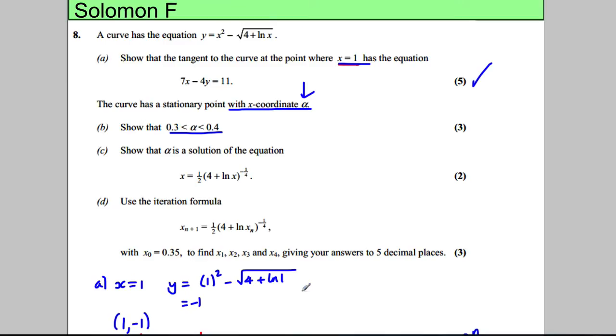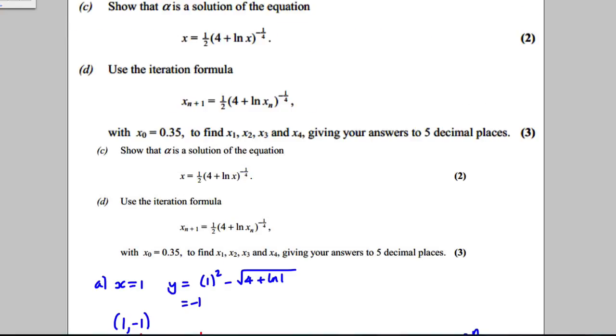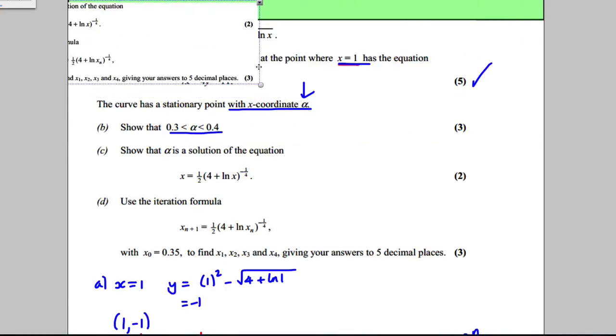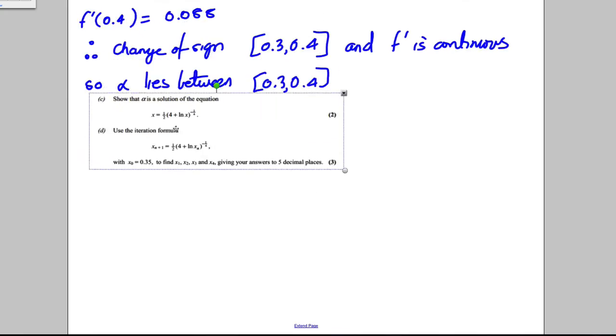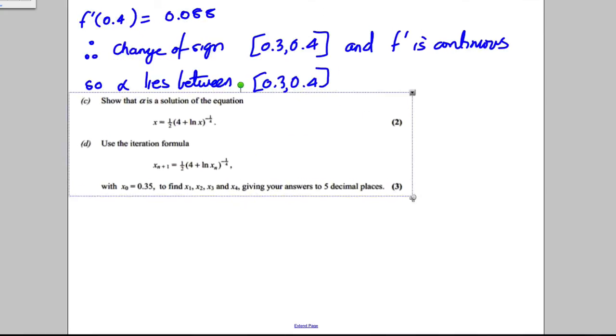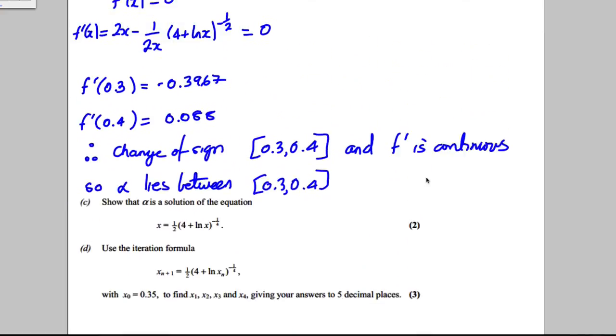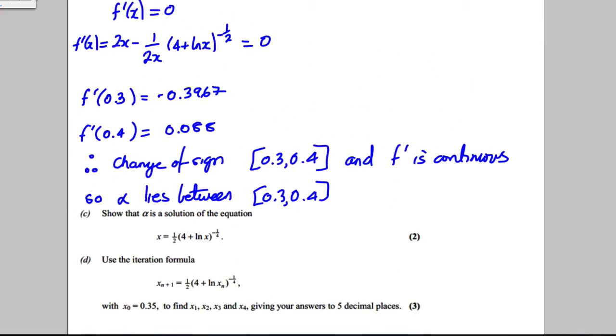Okay, and then it goes up here to say, so I'm going to take a photograph of this just to stop me scrolling up. Taking a photograph there and scrolling down, it asks us to show the following. It says, show that alpha is a solution of that equation there. Now, we already were talking about our equation. This is the equation we're trying to solve, so this one here.